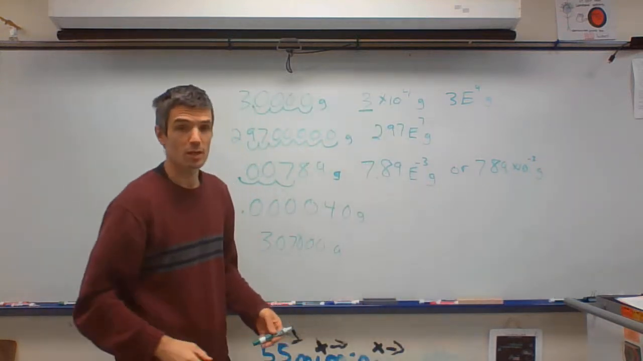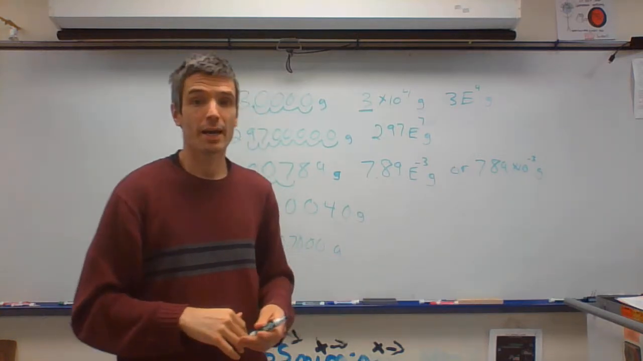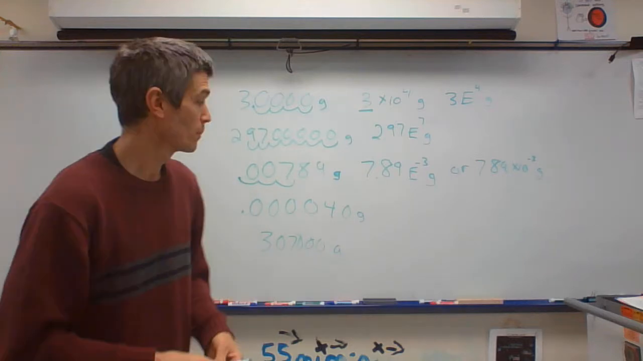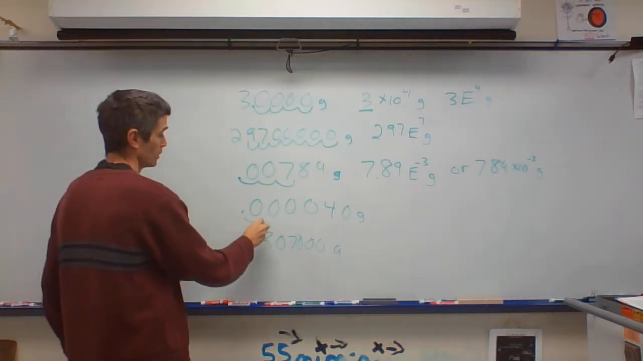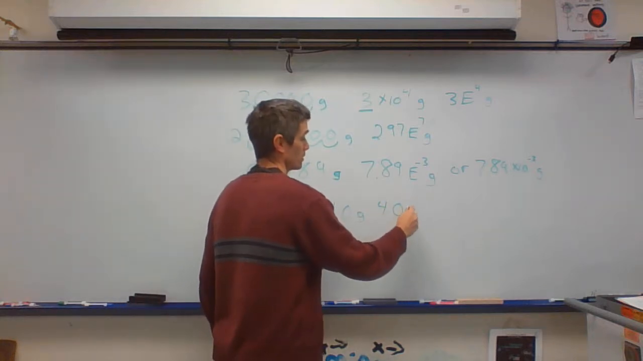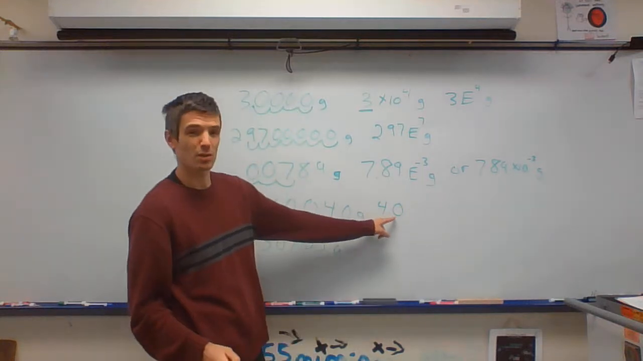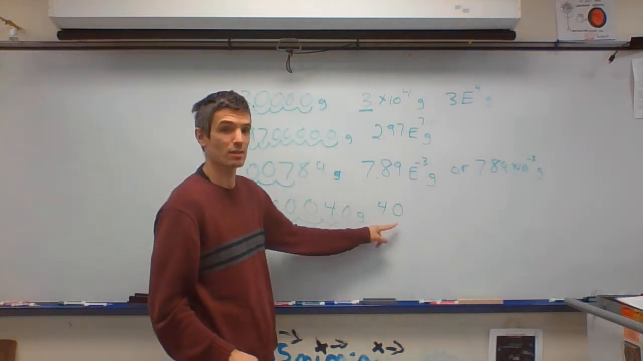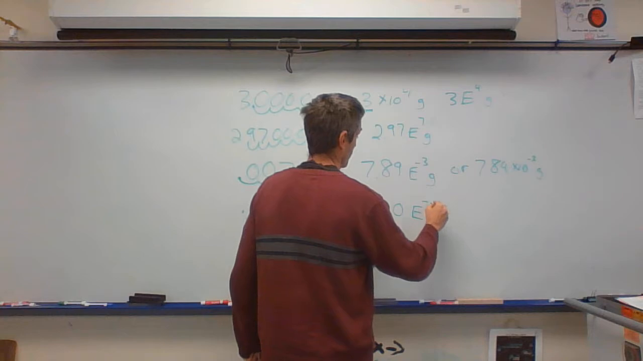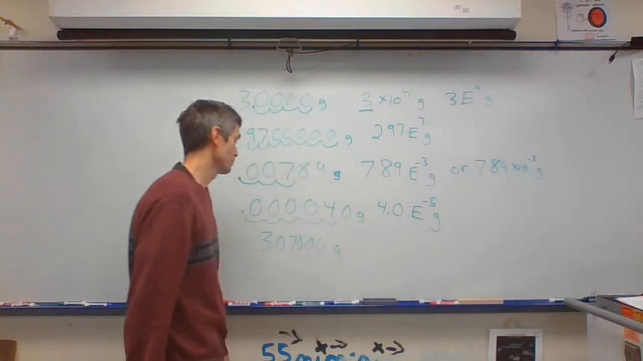Now you'll notice I'm using e and times 10 interchangeably. That's because they're basically the same thing. All right, now 1, 2, 3, 4, 5. So it's 4.0. And I'm going to put the 0 because that means it's a significant digit. Someone has measured e to the negative fifth grams.